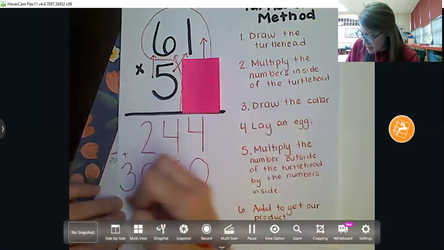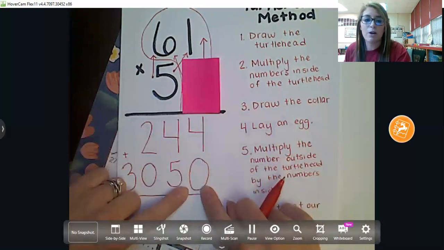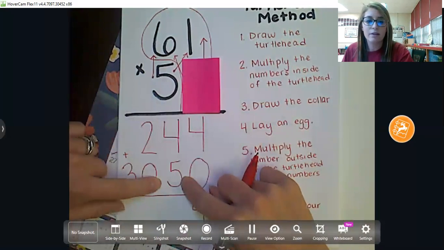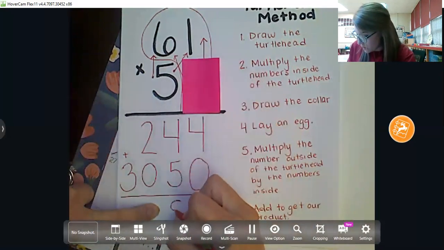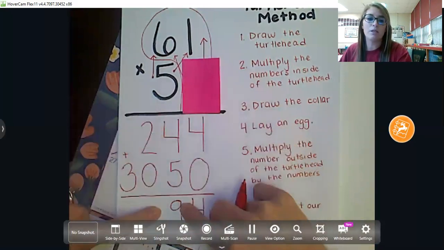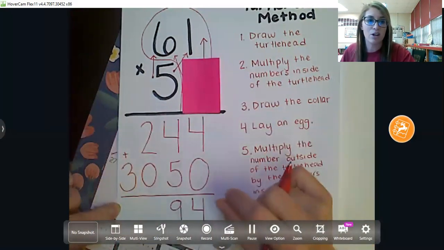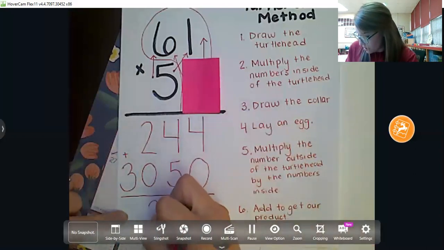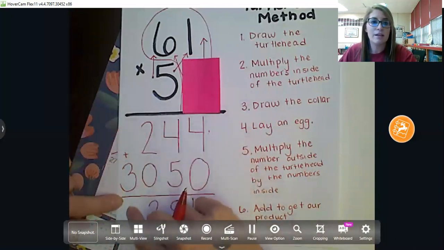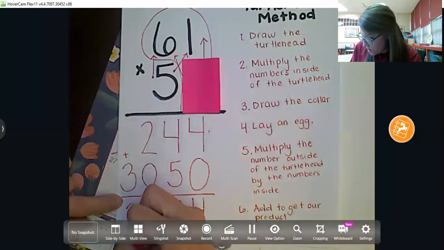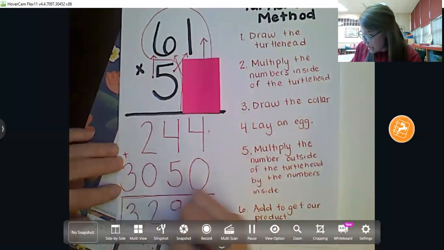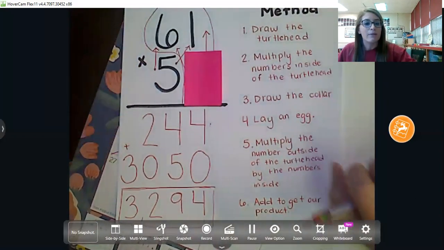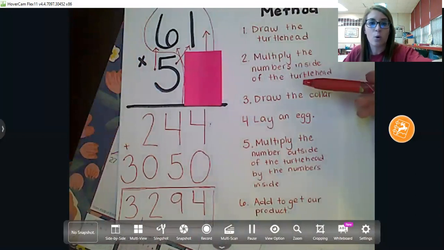So when I add these together, 4 plus 0 is 4. Very good. 4 plus 5? Yes, 9. Make sure that you are keeping them in line, because remember, when we start getting out of line and out of whack, that's when our answers start getting wrong. All right, 2 plus 0 is 2. Very good. And 3 plus 0 is 3. Very good. For an answer of 3,294.